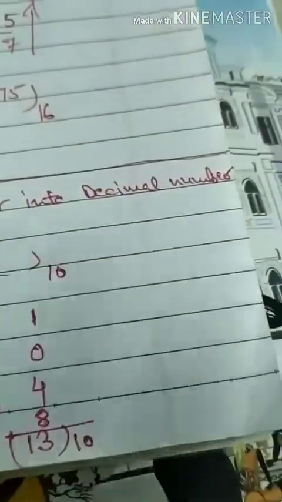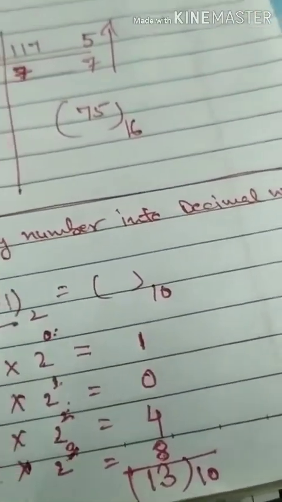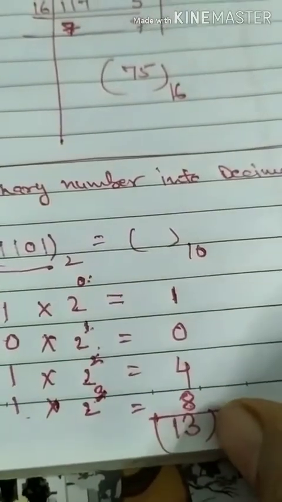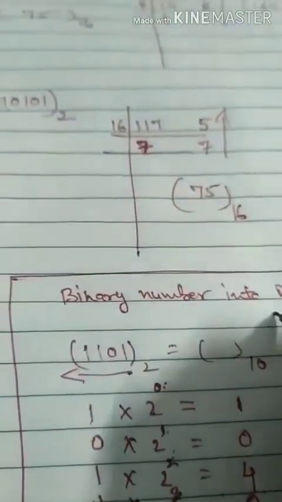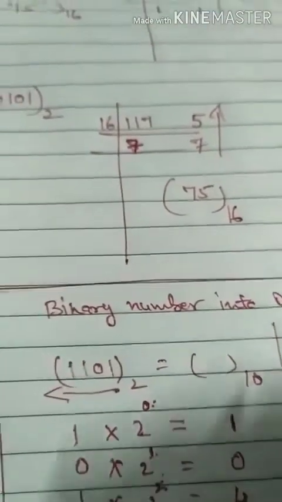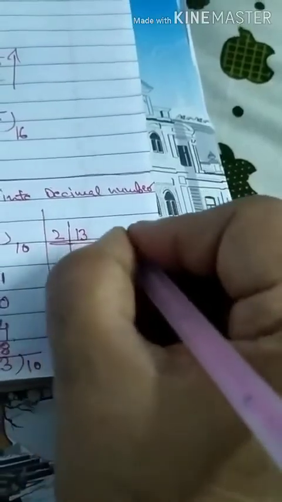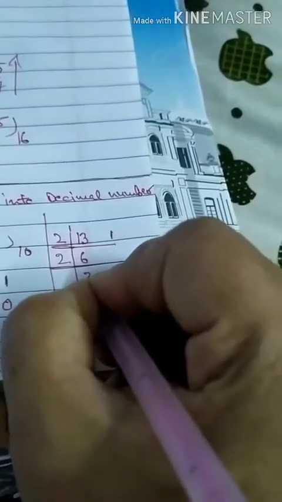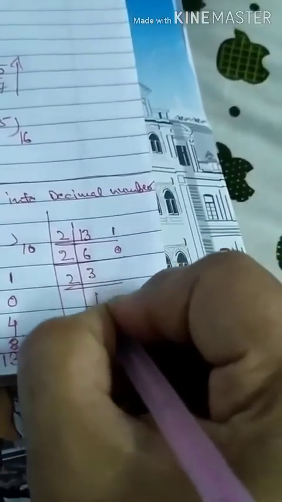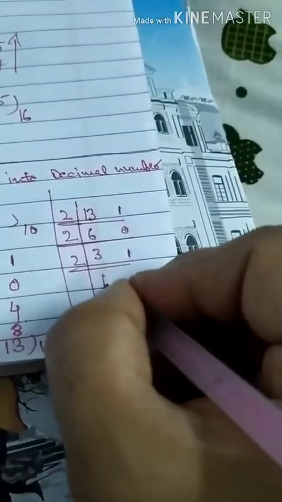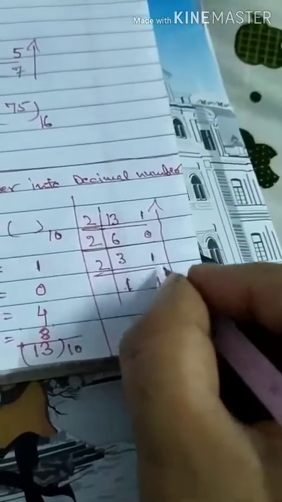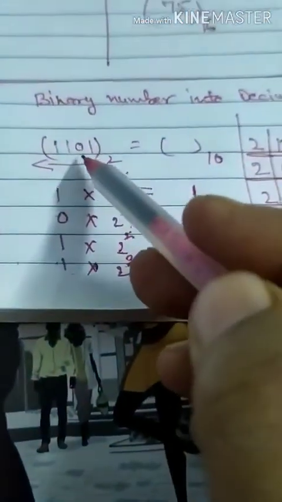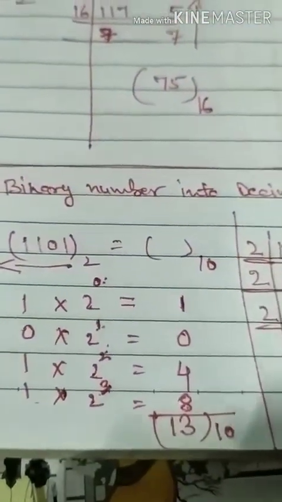And the important thing, if you have any confusion and you want to check whether the decimal number is correct or not, you again convert this decimal number into a binary number, like 13. 2 6s are 12, remaining 1. 2 3s are 6, 0. 2 1s are 2, remainder is 1, and again this 1 is not divisible by 2. So 1 1 0 1 means your binary number is correct.